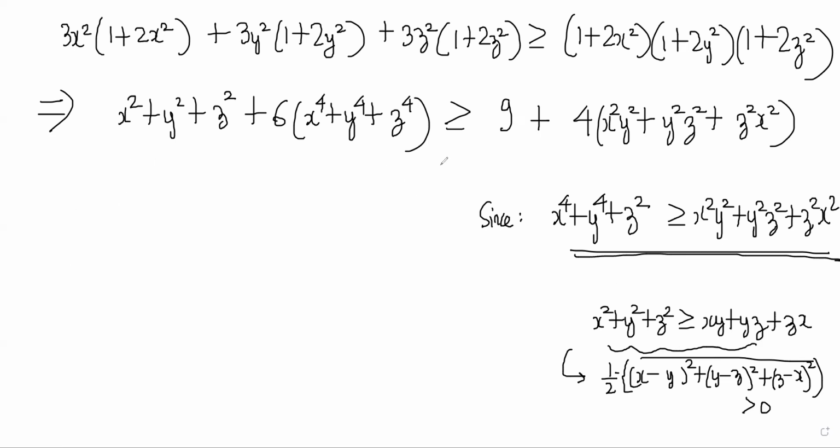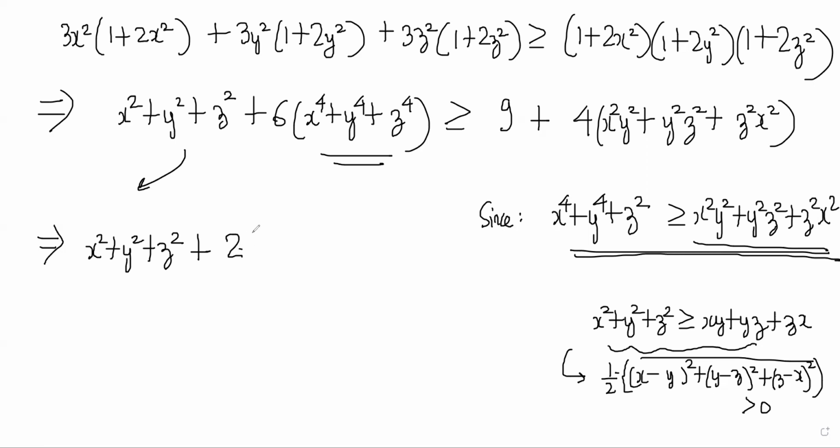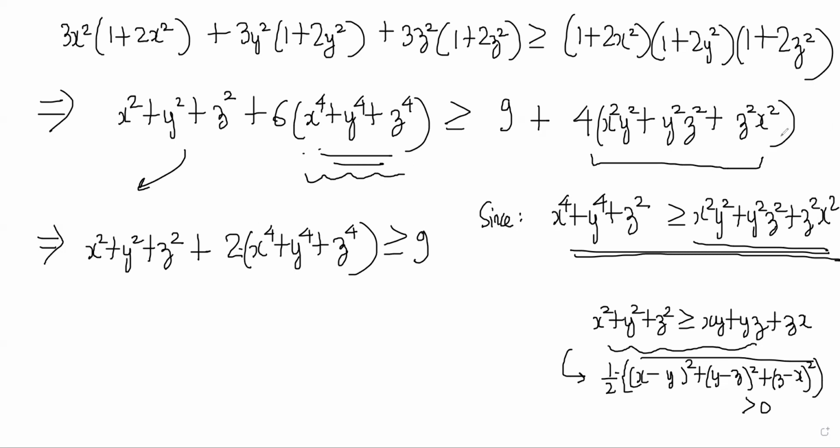So since we know this term is greater than 6 times of this term, this inequality is equivalent to x square plus y square plus z square plus 2 of these will be left. x power 4 plus y power 4 plus z power 4 is greater than or equal to 9. 4 of these we can take and say that the left hand side is greater than this. So only 2 of them are left and we have to prove that x square plus y square plus z square plus 2 of them is greater than or equal to 9, right?